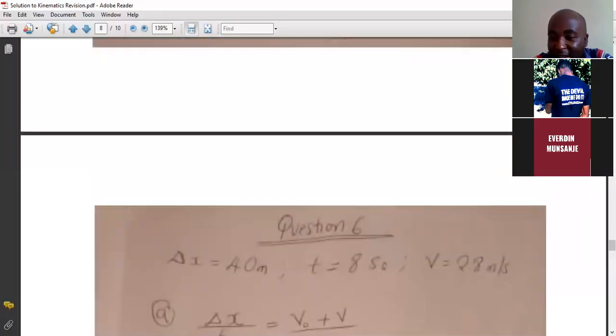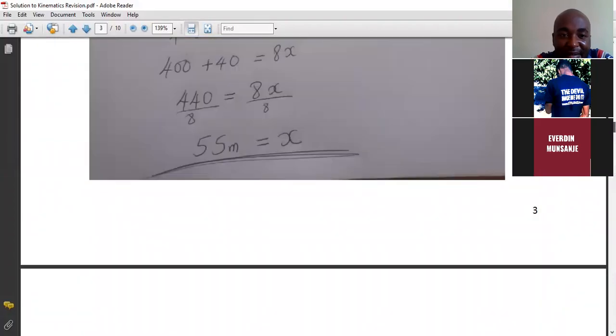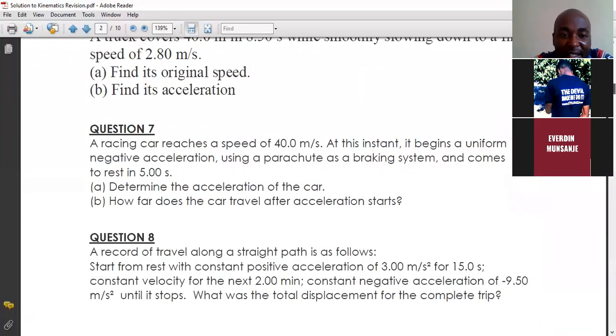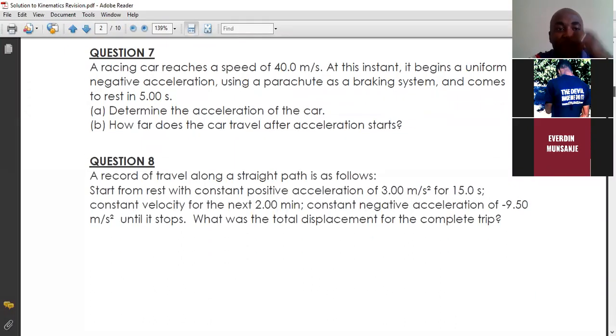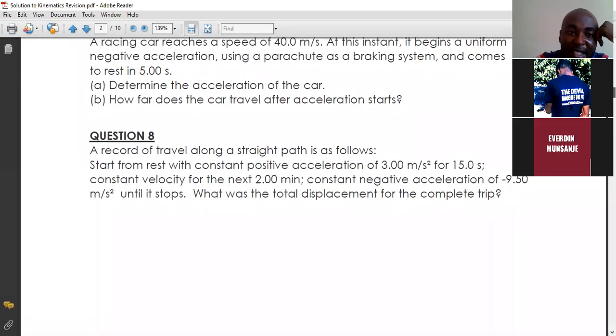So when we go to number seven: a racing car reaches a speed of 40 meters per second. At this instant, it begins a uniform negative acceleration, which is deceleration, using a parachute as a braking system, and comes to rest in 5 seconds. Determine the acceleration of the car.